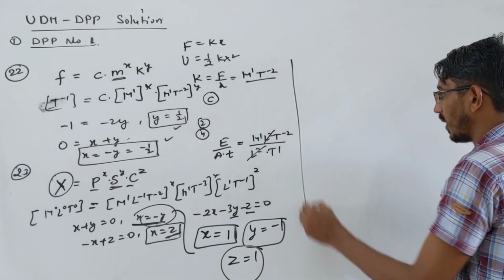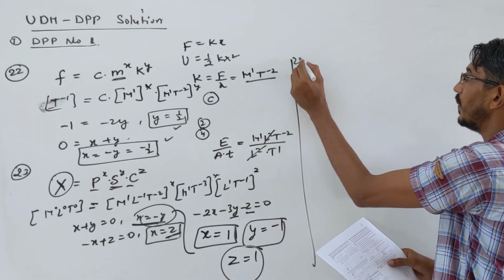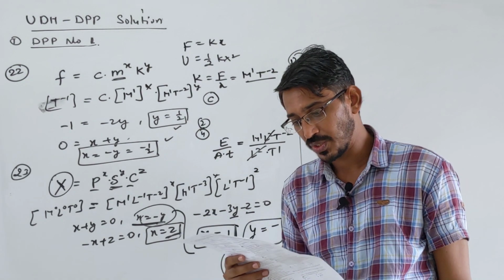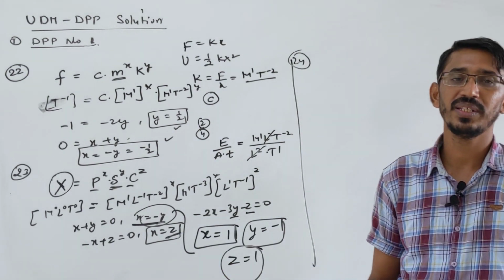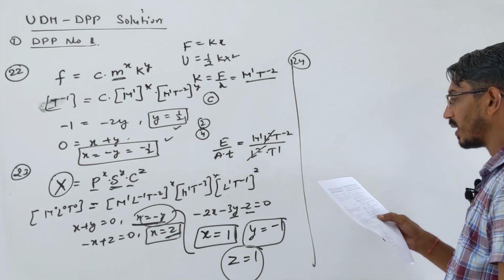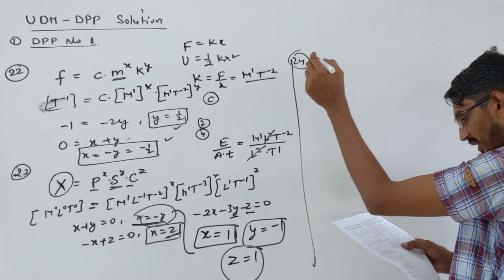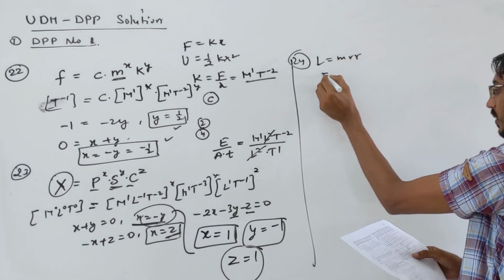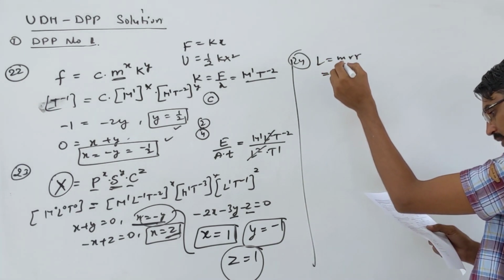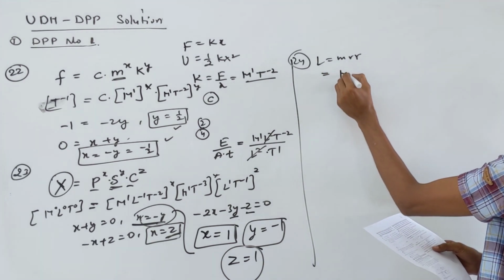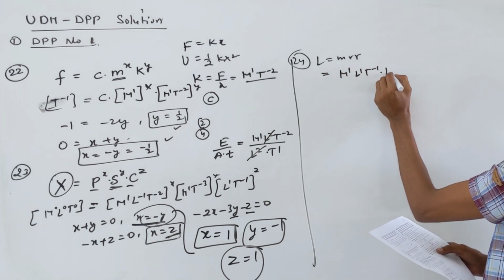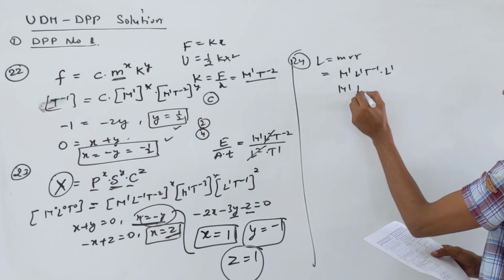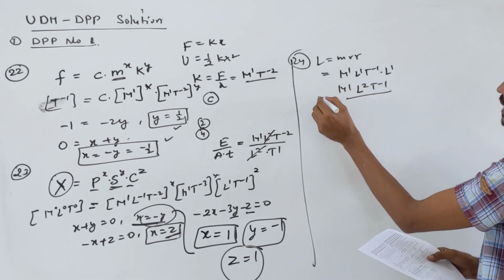Okay. Let's do one more last question, 24. They are saying, which of the following pairs have the same dimensions. So again this depends on how many things you know. Angular momentum and work, let's calculate. Angular momentum, I just told you, is mvr. So mvr: M power 1, L power 1, T power minus 1, L power 1. So this becomes M power 1, L power 2, T power minus 1. This is the angular momentum dimension.